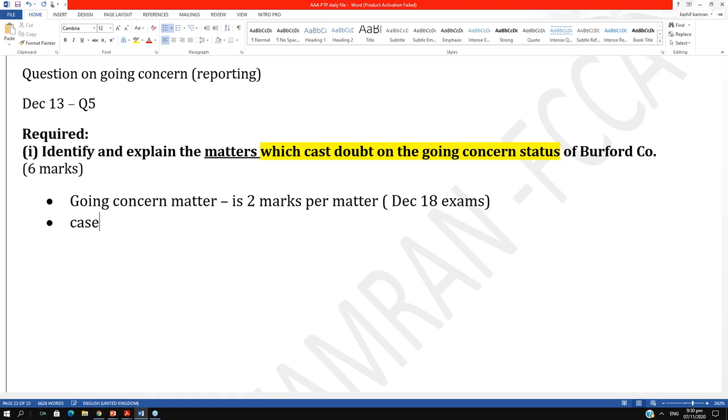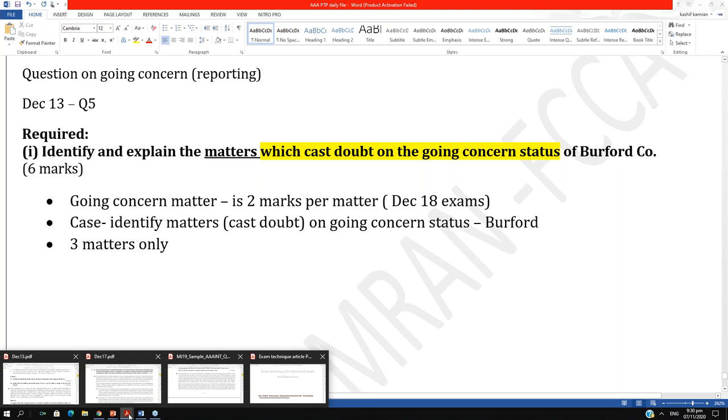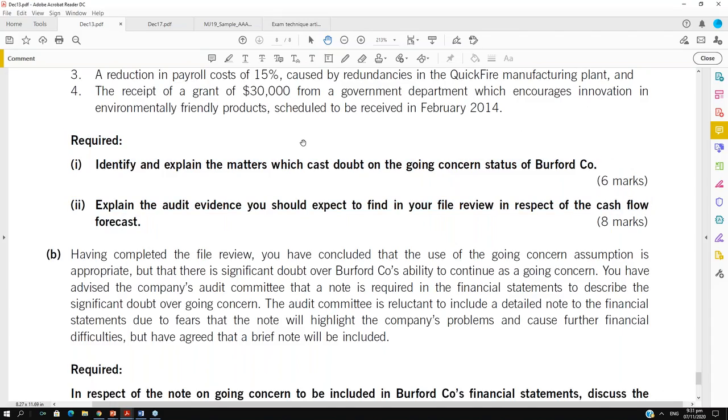Identify and explain the matters which cast doubt. So you should read the case and identify matters which cast doubt on the going concern status of Burford. And how many matters will you be identifying when you're reading the case for 6 marks? 3 matters only to make up the 6 marks. I'm giving you the case, 5 minutes. You will read the case and see if you can find 3 matters which may cast doubt on the going concern status. Okay, let's find the December 13 paper.